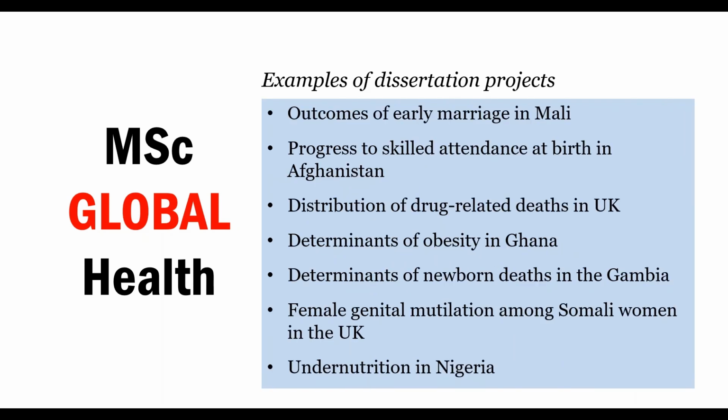So these are a couple of quick examples of dissertation projects. Distribution of drug-related deaths in the United Kingdom, determinants of obesity in Ghana, Kuwait, and so on. Determinants of newborn deaths in Gambia, undernutrition in Nigeria, and so on. So these are a really wide range of topics that one can undertake. Sometimes you can also do it by undertaking an internship with an agency, like for instance the WHO or UN and so on, or government departments.